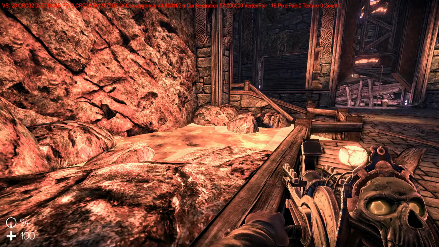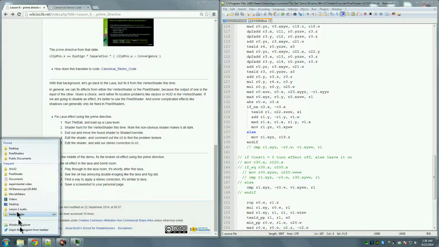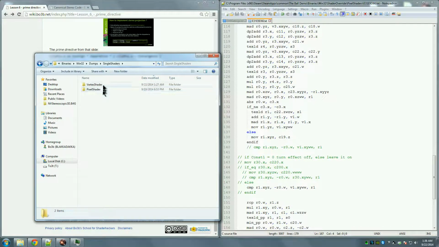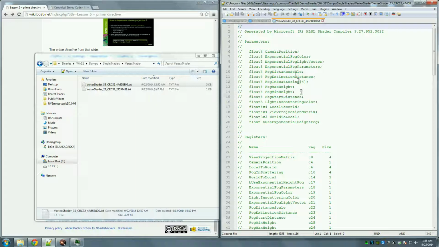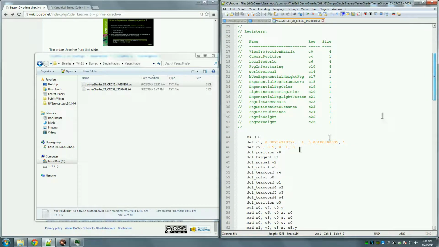I'm going to go ahead and save that off. Okay, switching back out. Now we're going to go ahead and go to the shader folder. So let's see, we are in Win32, dumps, single shaders, vertex shader. Here's 4A65B800. So this is the shader that we just dumped, and this is our candidate for doing lava from the vertex shader standpoint. So it is a vertex shader.